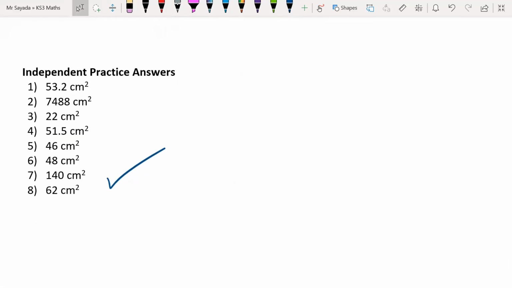The general approach is to find any missing lengths, split the shape up into individual rectangles and triangles, find the area of each individual rectangle and triangle, and then add all the areas together.